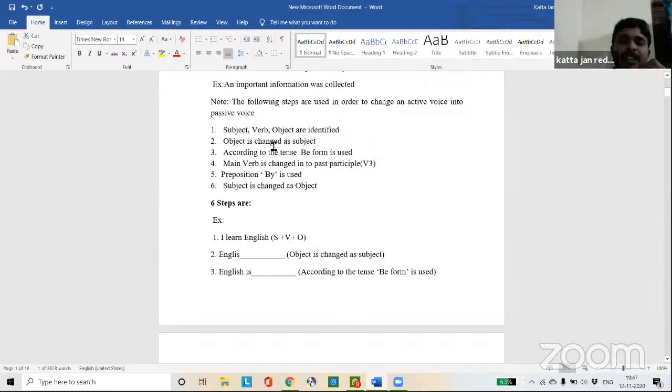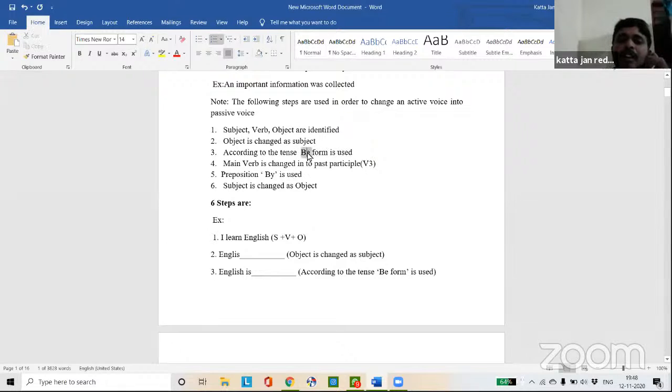Second step, object is changed as subject, right? So when the object is written in the initial position of the sentence, then it is known as subject. Initial position of the sentence is known as subject, right? So English is changed as subject because it is written in the initial position of the sentence, so it is recognized as subject.